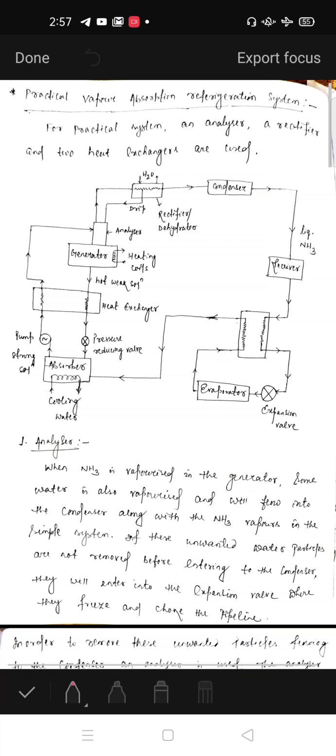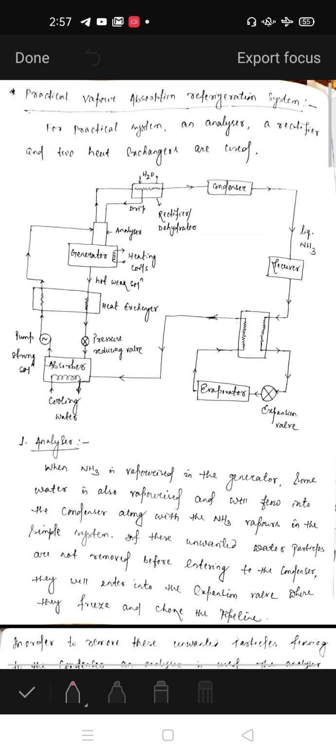You have to remember first, it consists of mainly four components apart from the other components used in the simple vapor absorption system. So, what are the four components? One is your analyzer, one is your rectifier, and two heat exchangers are basically used in the practical vapor absorption refrigeration system.